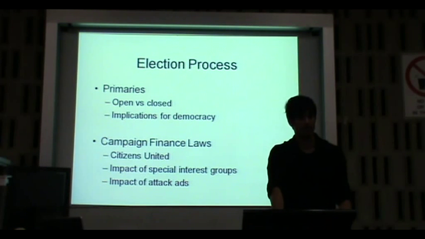Why is it freedom of speech? Well, if you're limiting somebody's ability to say something about these candidates, you're limiting the public's ability to hear about these candidates and to hear about these issues, which is arguably in the public interest for them to have that information.